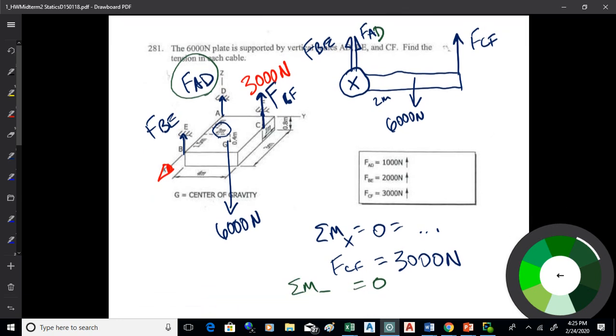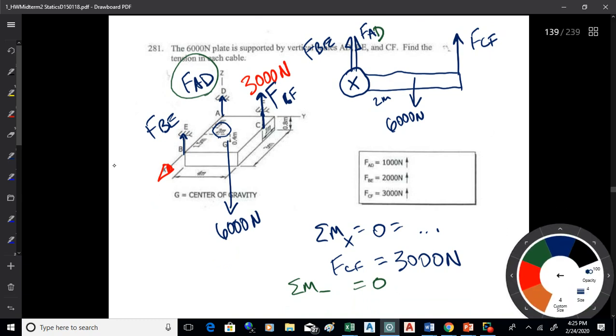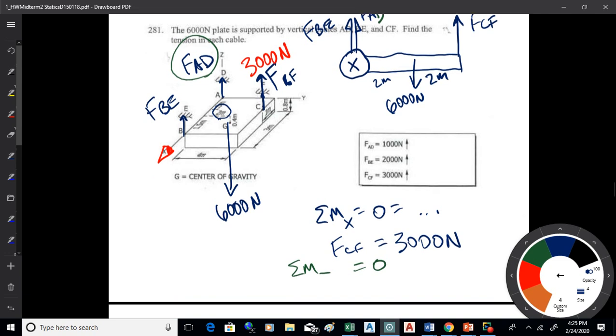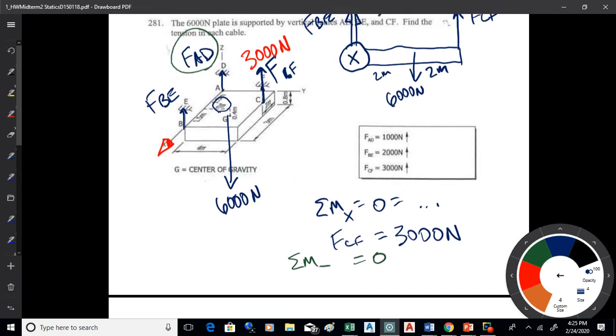Is it 3,000 newtons just because it's half the distance? It's 3,000 newtons because the calculations come out that way. It does have a lot to do with the fact that 6,000 is halfway between the x-axis and FCF. Yeah, but when you run a moment equation, it'll come out that way too. There is always kind of the intuition on this, but then the calculations back that up. Okay.